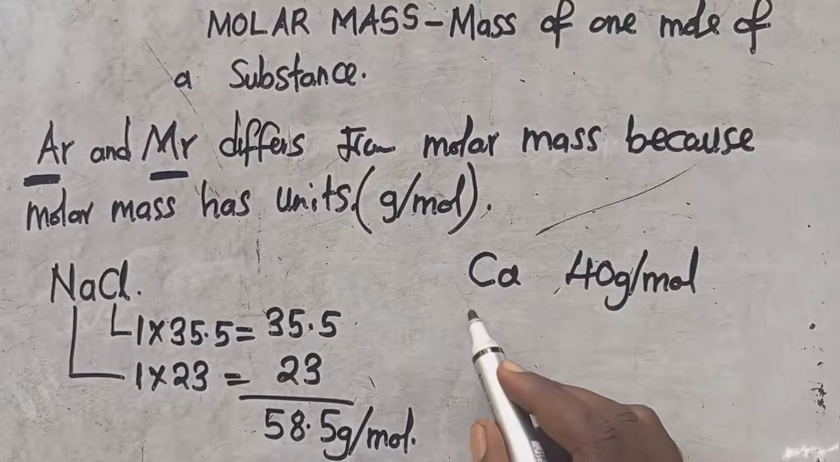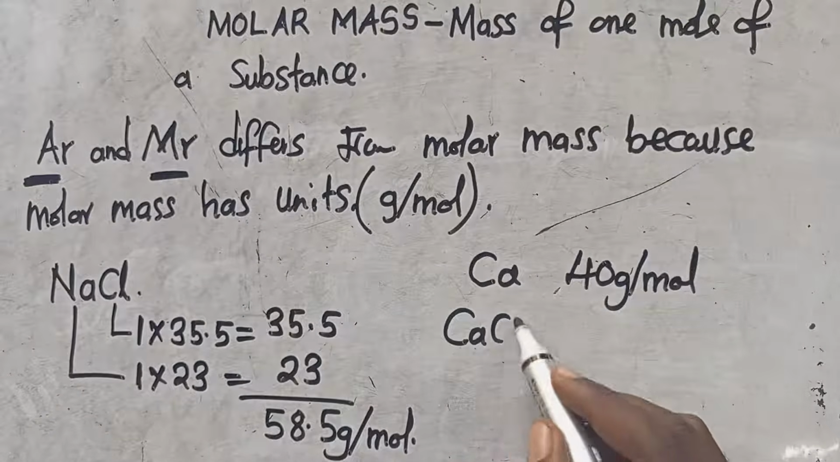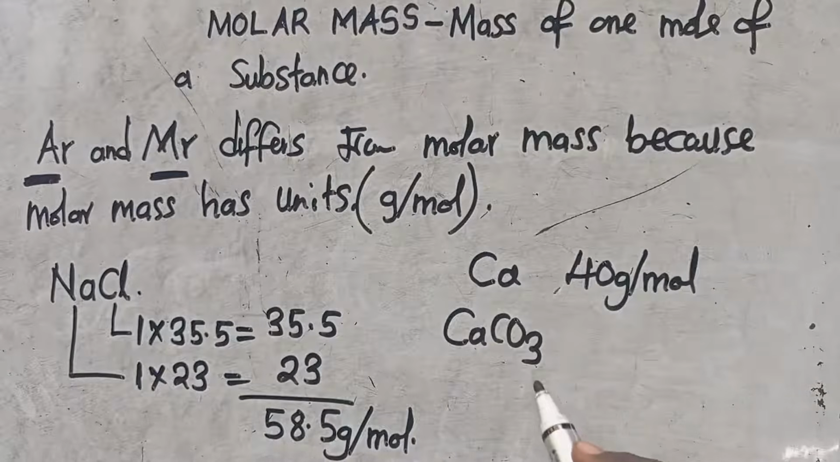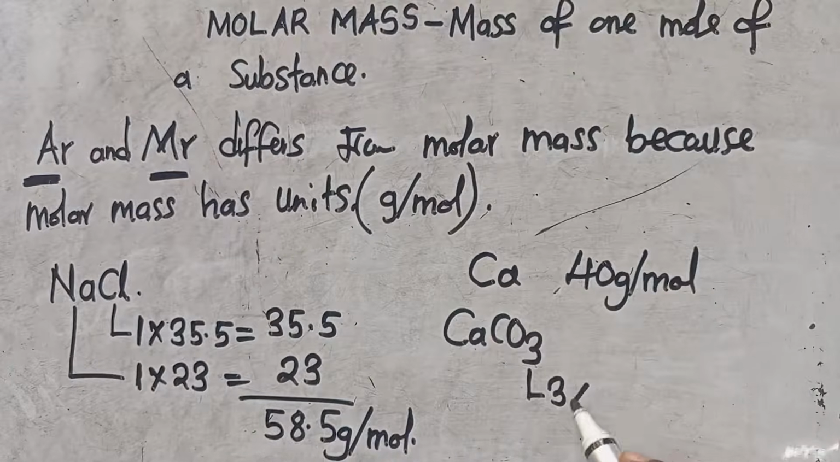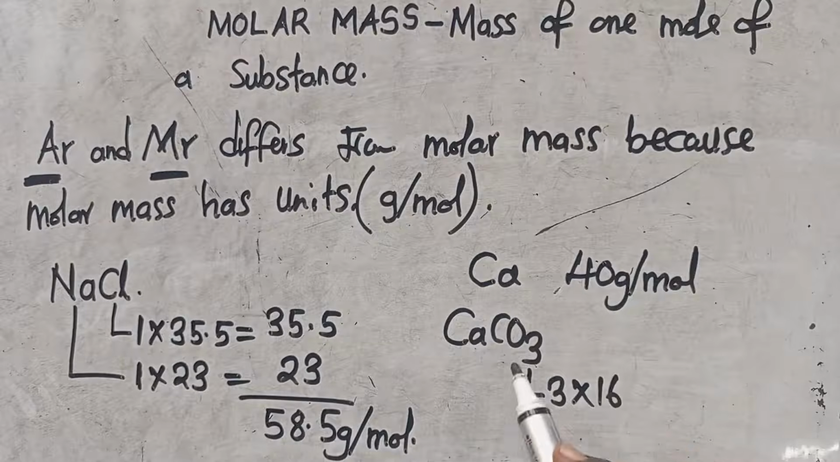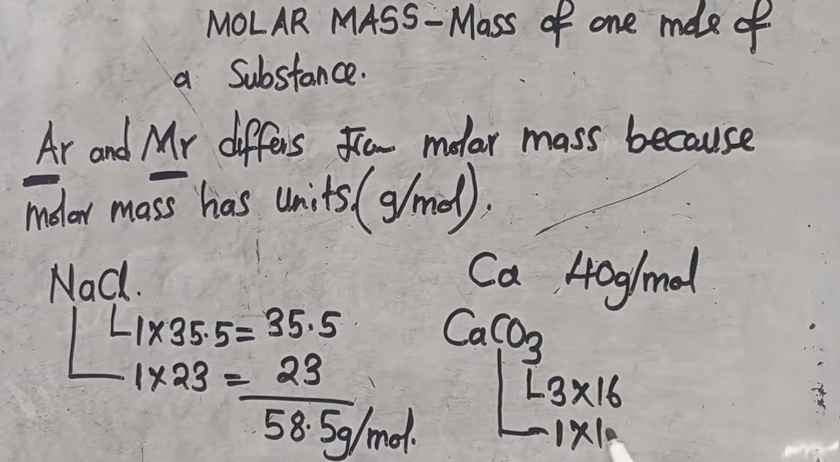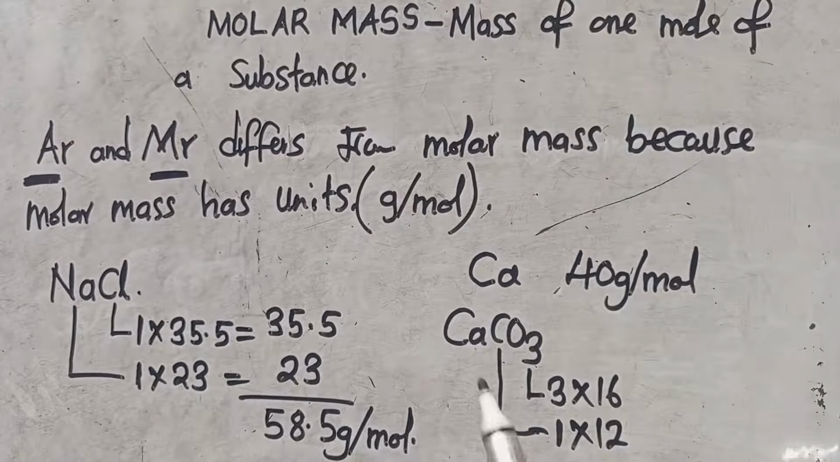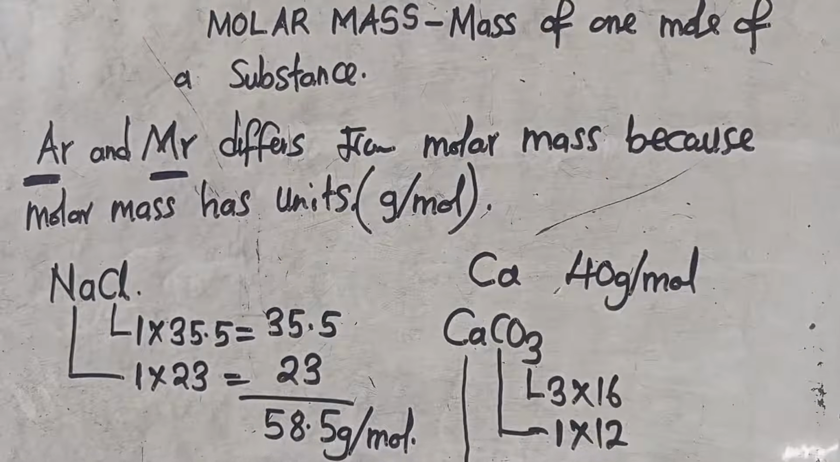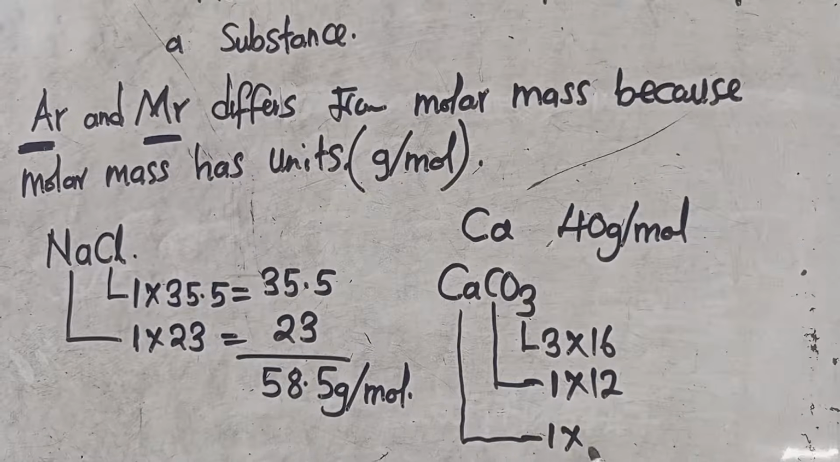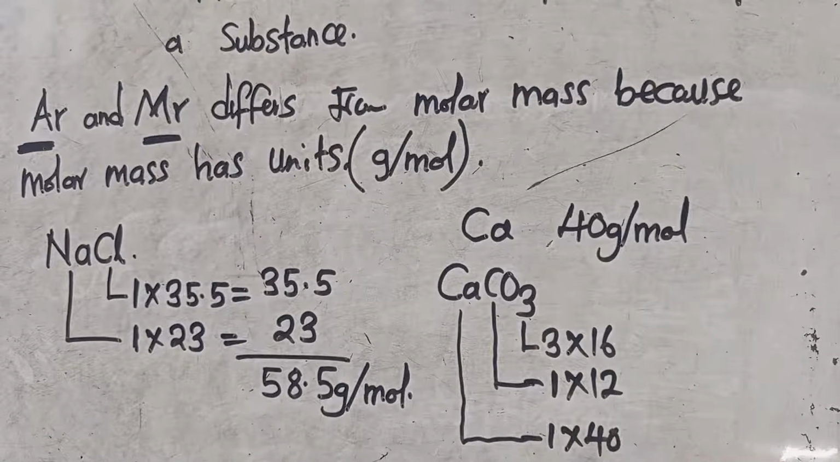When I say this is calcium carbonate, we do the same. This is 3 multiplied by 16. This is 1 times 12 mass number. That is 1 times 40. So we say 1 times what? 1 times 40.